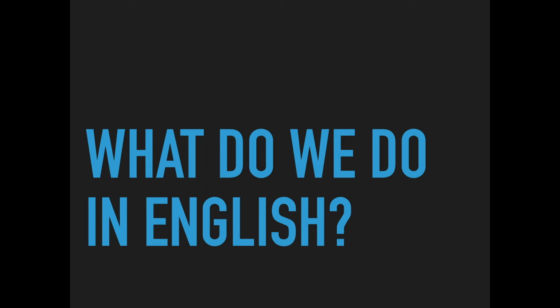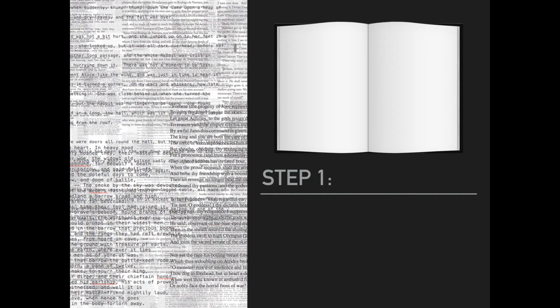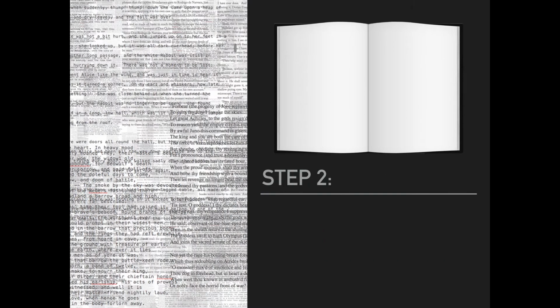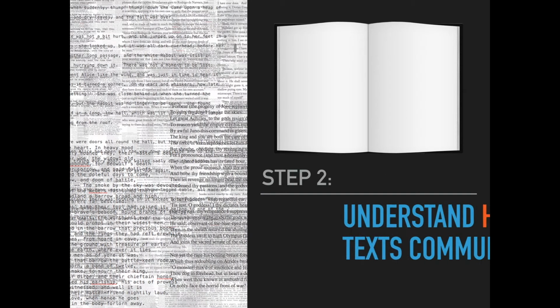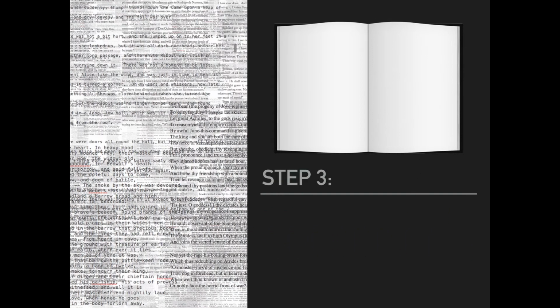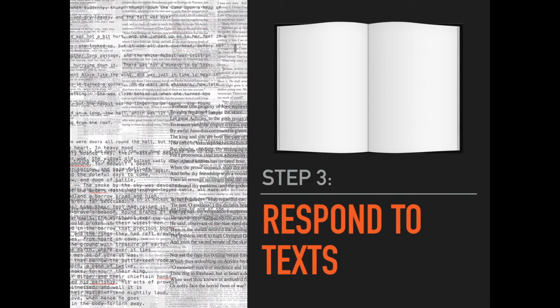So if we think about what we do in classes, usually the very first thing that we do is we try and understand what the text communicates. So that's understand the content and understand what a composer is communicating. The second thing that we look at is how the composer does that, or how the texts communicate ideas. So we understand how language is used to communicate these ideas and how we can then also use language to communicate our own ideas.